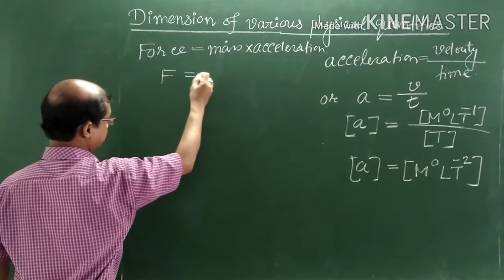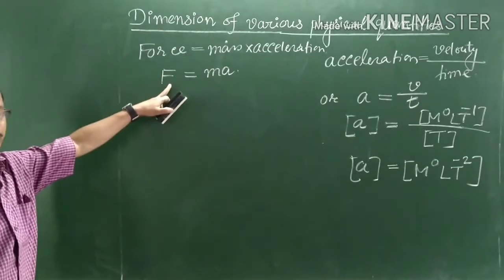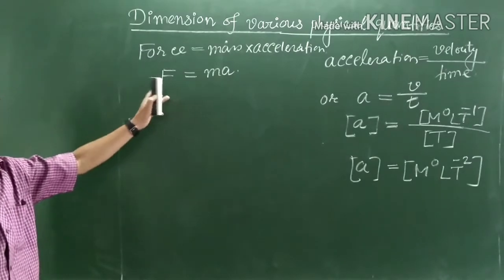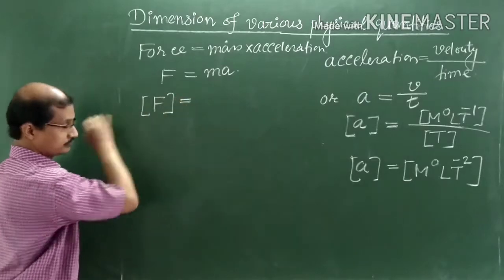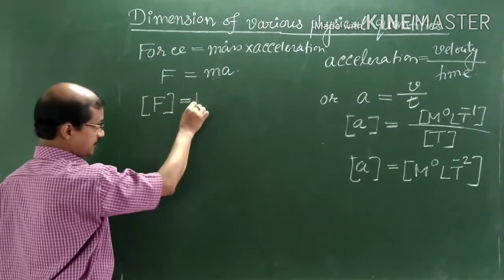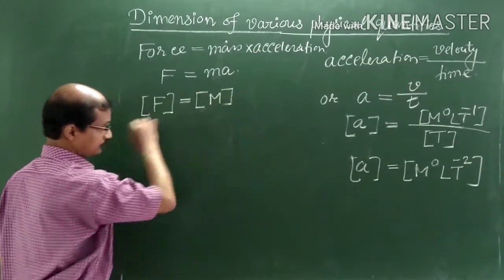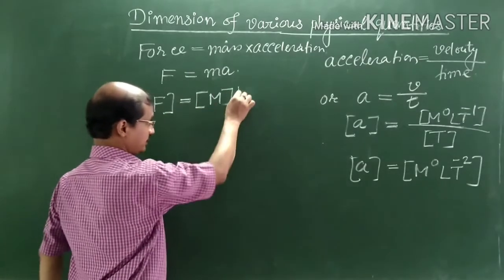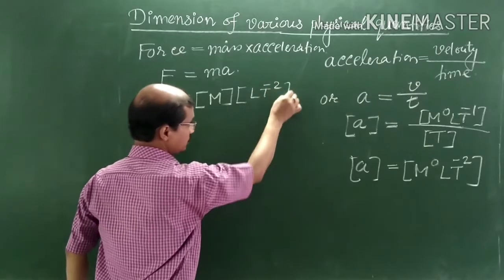You can write F equals m into a. So this is the expression. From this expression you can easily calculate the dimension of force. Give square brackets here, then write the dimension of m, mass. Mass is a fundamental quantity, as you know. You write capital M. Then a, acceleration. The dimension of acceleration is L t inverse 2.